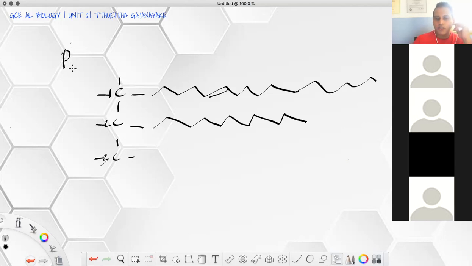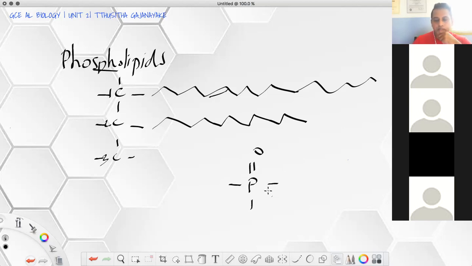But when you're talking about the phospholipid, there is a small exception. Here the phosphate group is joined. Now what does a phosphate group look like? It looks like this. That's a phosphate group. Now the phosphate group tries to attach to this side, the third carbon.